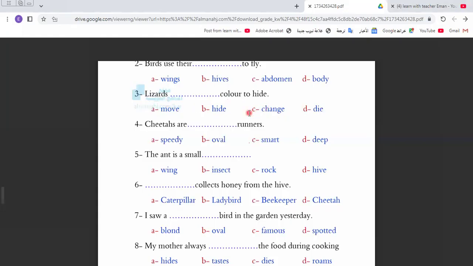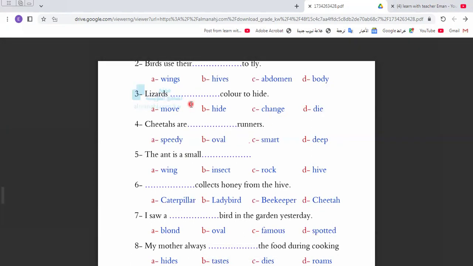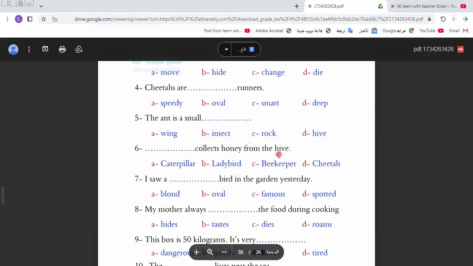Here it is not called adaptation. I don't know the scientific term for this, but I would like to say that if you have animals that change their bodies to match the environment where they live, here we say lizards change color to hide. Cheetahs are speedy runners.